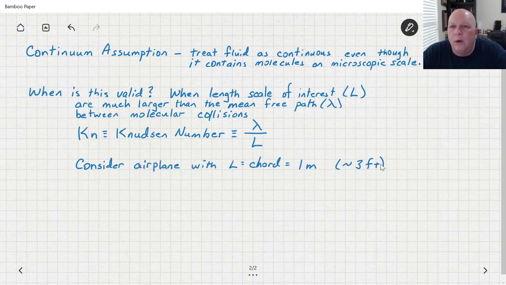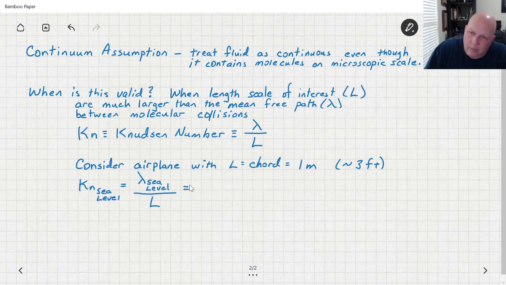If you remember, the chord is the distance between the leading edge and the trailing edge of the airfoil section. So let's evaluate the Knudsen number at sea level and the Knudsen number at an altitude of, say, 100 kilometers. There are ways to estimate the mean free path. I just went and looked it up on the internet.